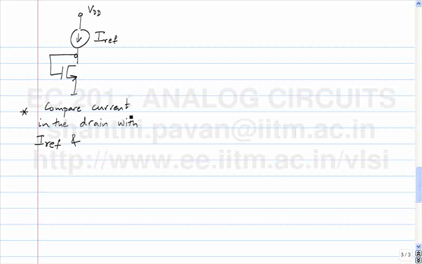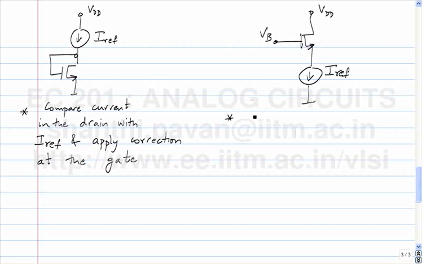and apply correction at the gate. The second one was some V bias. We know that both of these are based on the same idea. We want to measure the current in the drain in the MOSFET and go and tweak VGS so that the current is what you want.